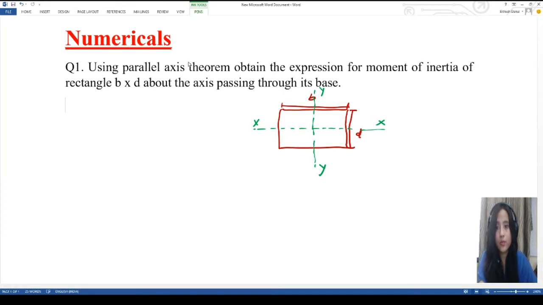And now the distance from this point till the base will be d by 2, and the distance from this point till here will be b by 2, right? Let us name this rectangle as A, B, C and D, right?